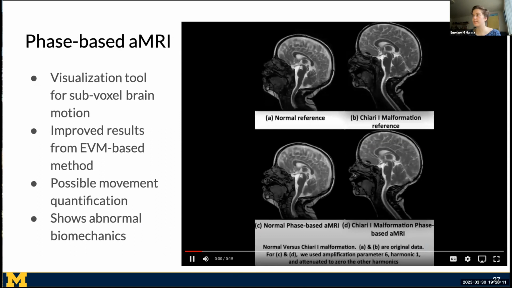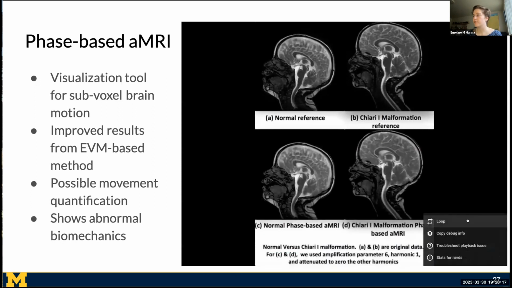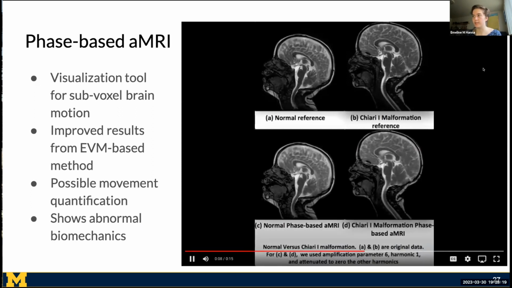And this video here is just the actual amplified MRI of the two different cases. You can see the top is the reference MRI, and the bottom is the amplified one. And you can see, especially where they highlighted it in the previous slide, a lot of deformation here and then down by the brainstem as well.